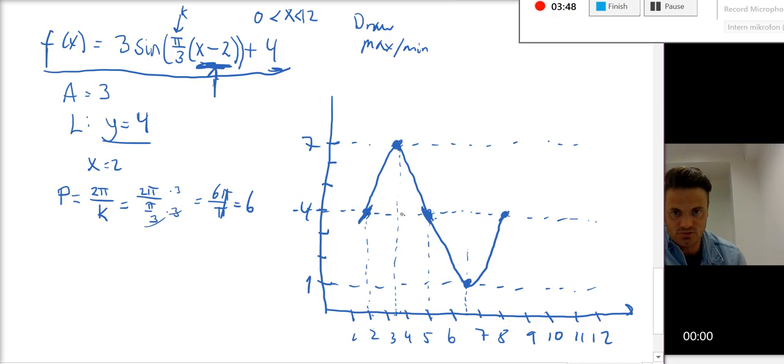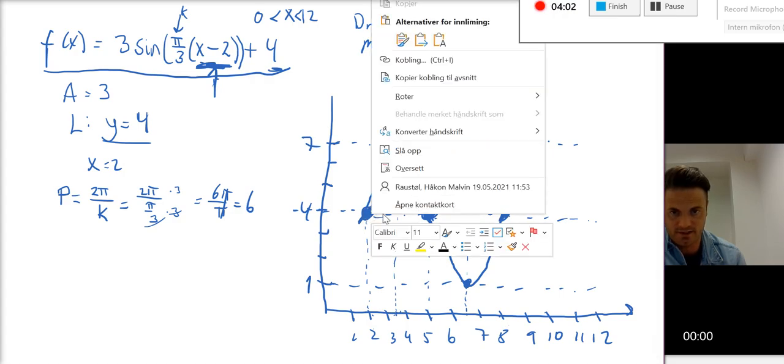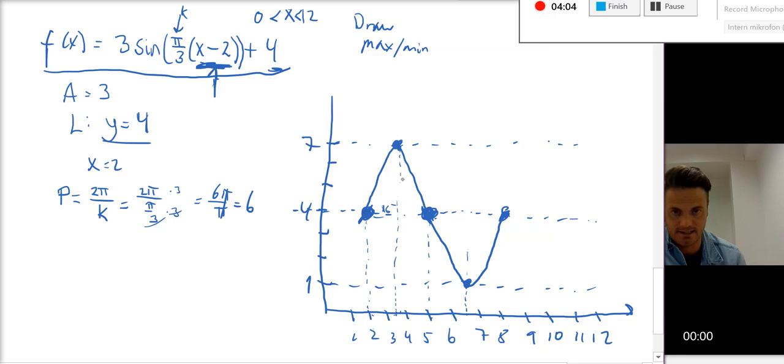We see it's 3 between each intersection point here. The period is 6, so it's 6 between here and here, and 3 between here and here. So it's 1.5 between an intersection with the midline and a minimum or maximum point. If I go 1.5 to the left from 2, that's 0.5 here. Then we have another minimum point here, so it goes down like this, and then we go up like this.